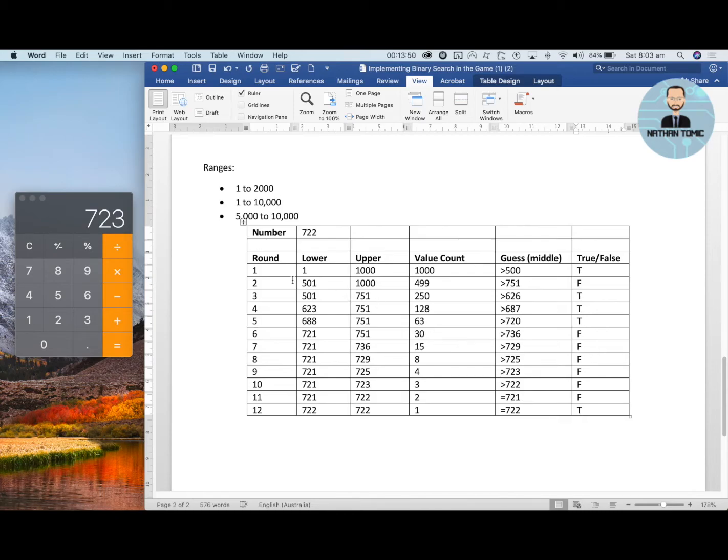Okay, so again, just as a really quick recap, we start off with our lower and upper numbers, right? Pretty straightforward at this point. We find the middle value. We ask that question, is it greater than or less than? Again, I suggest you pick one type and continue with that all the way through like I've done. And we answer the question true or false.